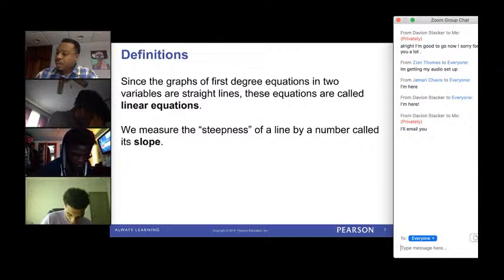So we're going to introduce this section with some terminology. Since the graphs of first degree equations in two variables are straight lines, these equations are called linear equations. In a linear equation, the highest exponent of any variable is going to be 1, and it's going to basically make a straight line. And we say the steepness of a line is called the slope of the line. Again, if you have questions as I'm going, just write them down or type them in the chat, and I'll address them as they arise.